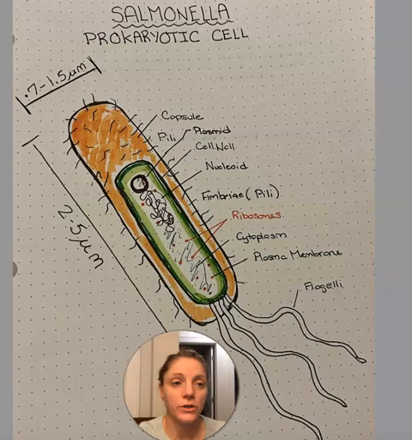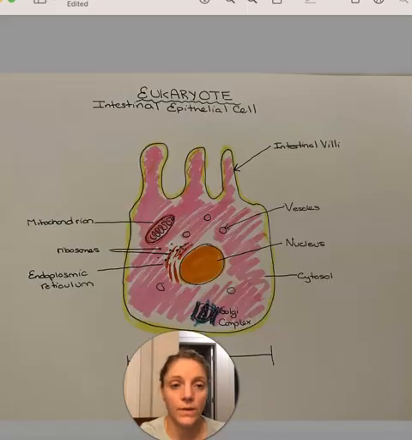We'll now shift over to the eukaryotic cell. The intestinal epithelial cell is a eukaryote, possessing all the normal features of a eukaryotic cell, but with specific features such as the microvilli, which are utilized in the absorption of nutrients within the lumen, as well as producing peptides that are antimicrobial within the system.